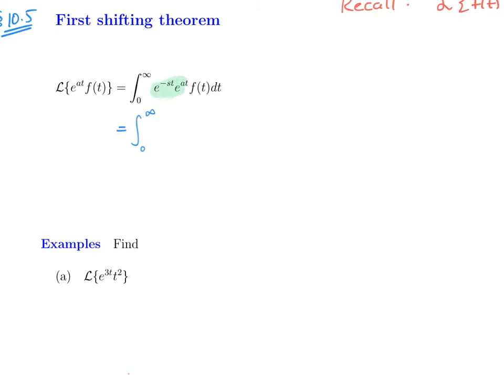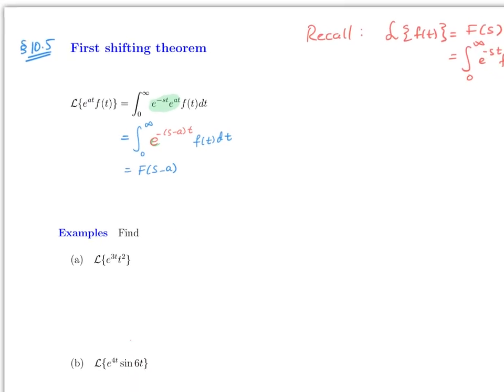Okay, you can combine these two. And if we do that, we will end up with e to the minus (s minus a) t. That's just factoring. And you still have f of t dt here. So pretty much it's going to be f of s minus a. So this will be shifted by a units, which is what you're multiplying by. And this is why this is called the shifting theorem.